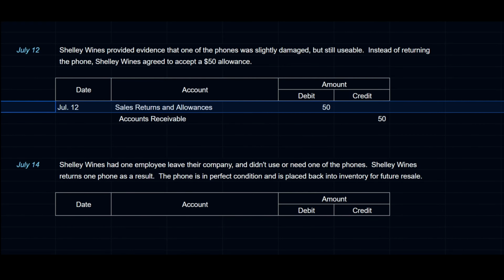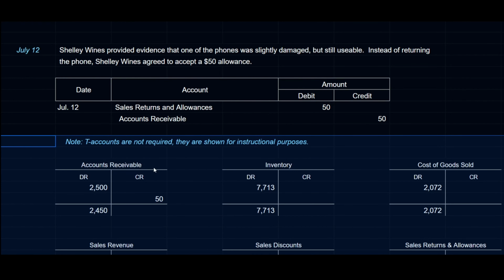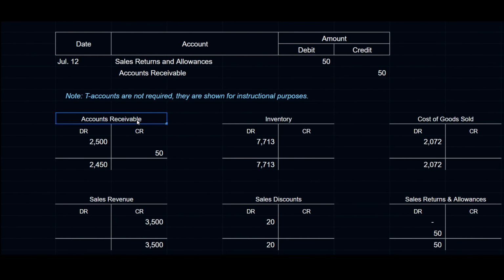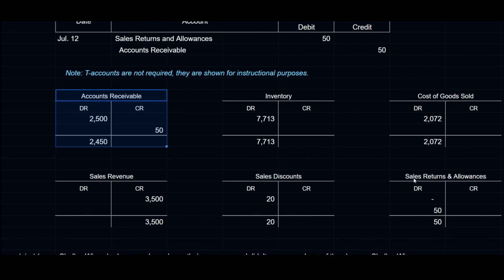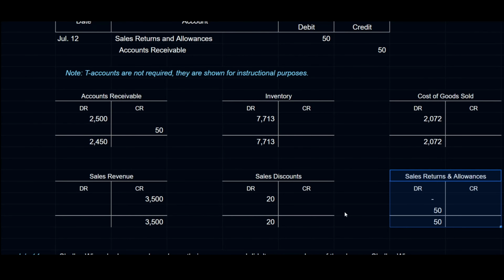We debit sales returns and allowances of $50, and we reduce accounts receivable by $50, credit accounts receivable $50, because we no longer can say that that $50 is receivable. We are telling the customer they don't need to pay $50. This will impact the account slightly. Accounts receivable will go down by $50 to $2,450, and sales returns and allowances is up to $50.